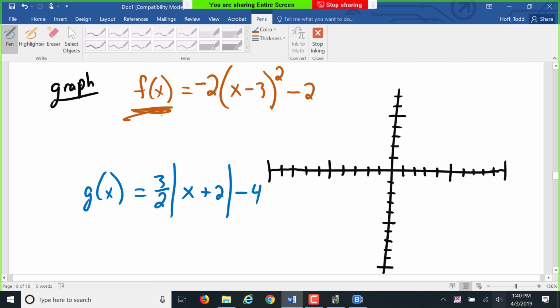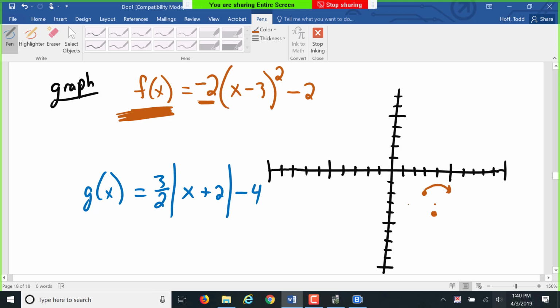So for this one, of course, what shape is it going to be for f of x? Parabola, good. Where is its vertex going to be? 3, negative 2, very good. Now from there, if I go over 1, 1 squared would be 1. How far am I going to go up or down? Well, I multiply that by the negative 2. So 1 squared is 1 times negative 2 is negative 2. So I go down 2.